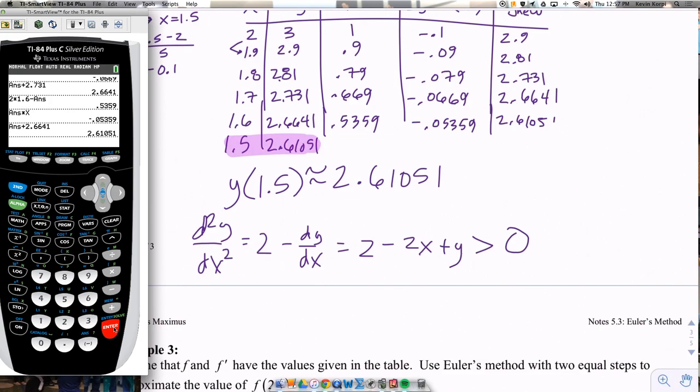Yeah? And so in the region that we're working with, this looks like it could be positive, which means our graph would be concave up, so the tangent lines are below, and it looks like it might be an under approximation. Yeah, that one's not as obvious. So Euler's method is an under approximation. Now, here's what we can do.